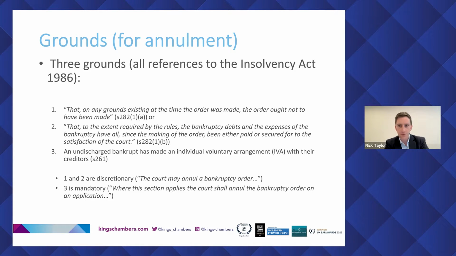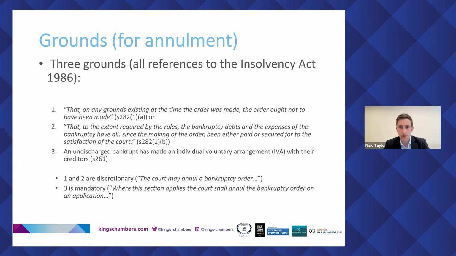There is also overlap. Laura's already touched on what the differences are, and I'll come back to those just to reiterate it, because I think the differences are important and it's helpful to have them clear in your mind. But for now, let's just think about annulment. So there's three statutory grounds which I've put on the slide there, taken from the Insolvency Act 1986. In very brief terms, the first is the bankruptcy order ought not to have been made. The second is that bankruptcy debts and expenses have all been satisfactorily paid or secured. The third is that an undischarged bankrupt has made an IVA with their creditors.